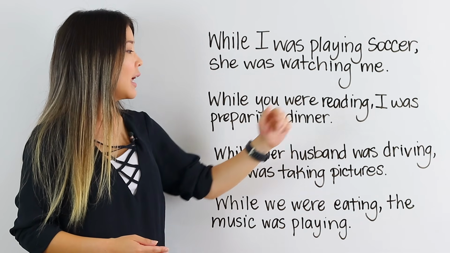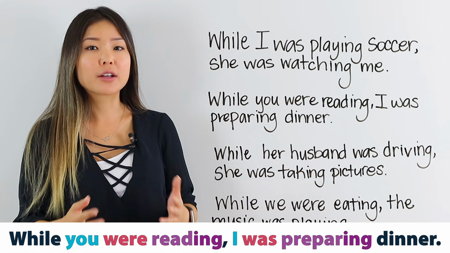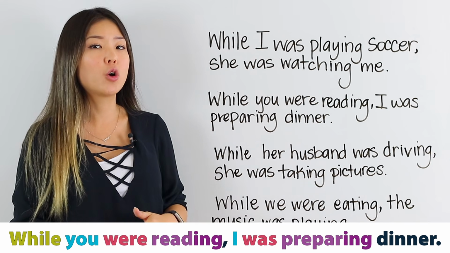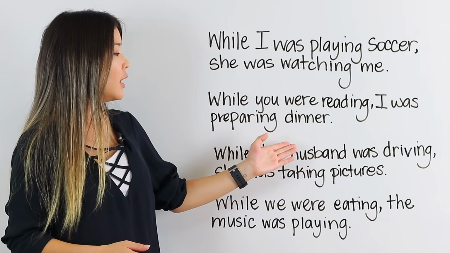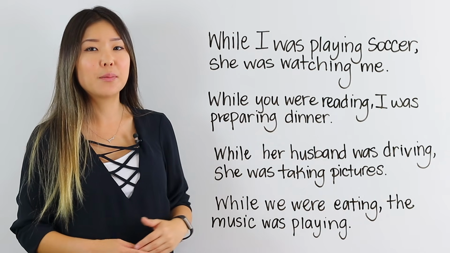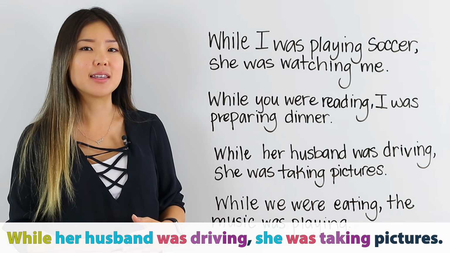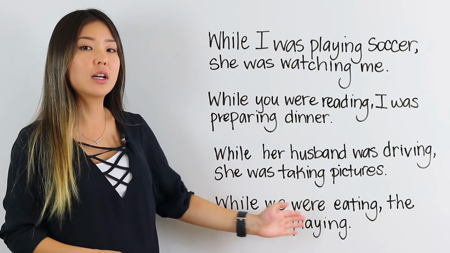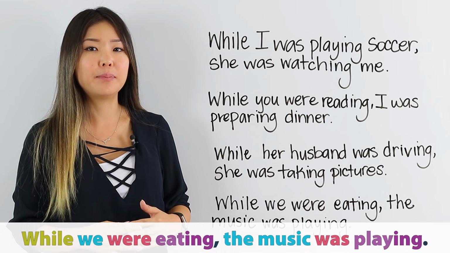While you were reading, I was preparing dinner. Again, both actions are expressed in the past continuous tense. The word while shows that they were happening at the same time. While her husband, or he, was driving, she was taking pictures. Both actions are in the past continuous tense. And finally, while we were eating, the music was playing. Both actions were happening at the same time.